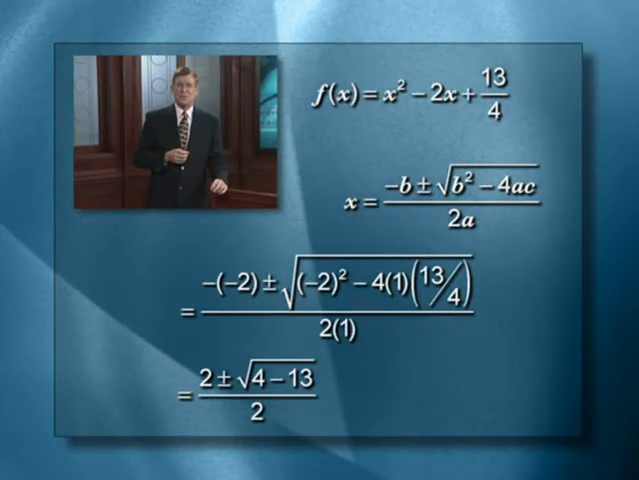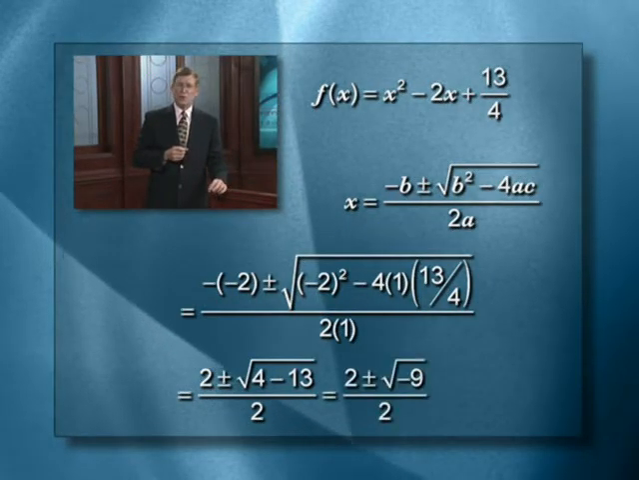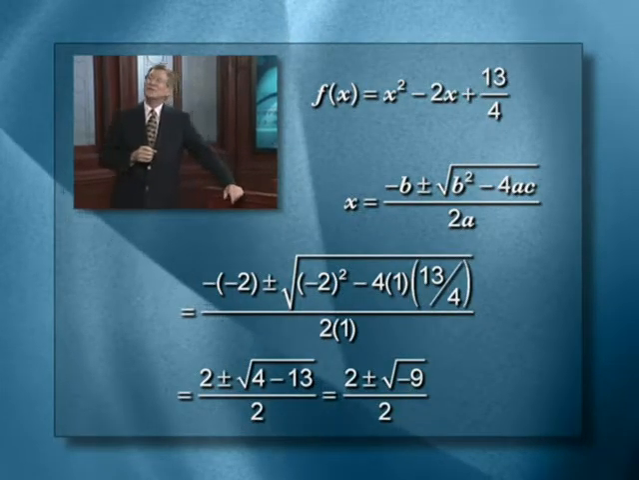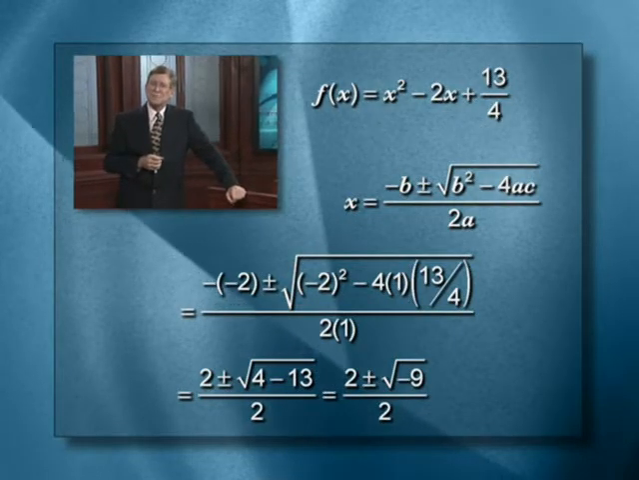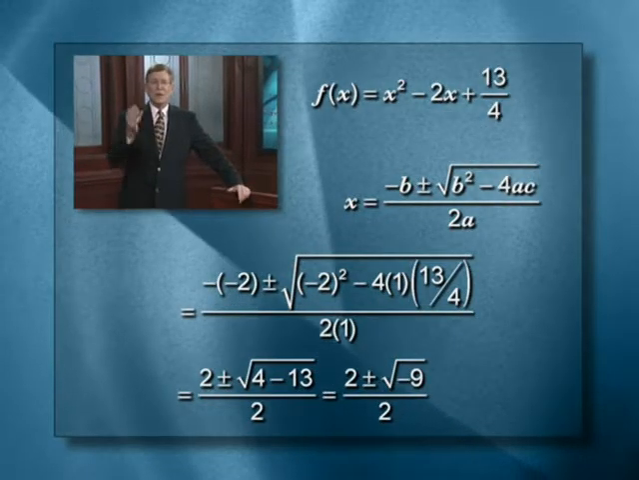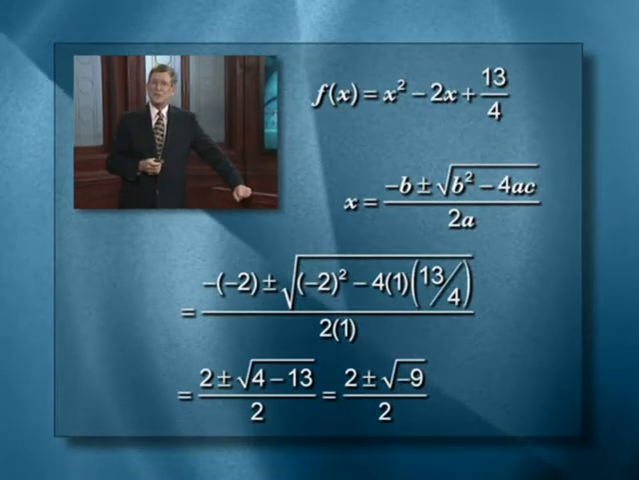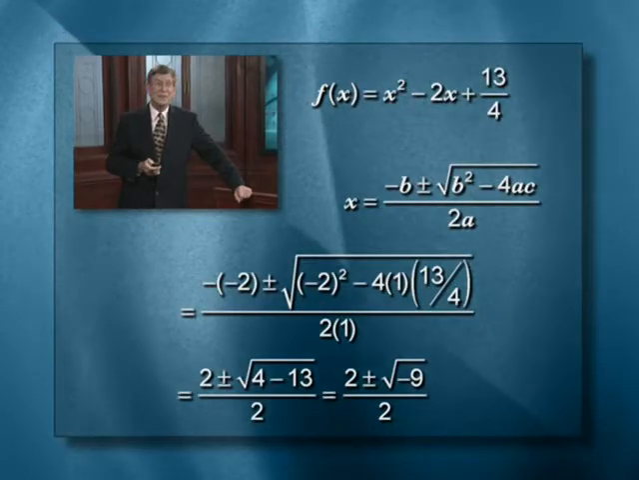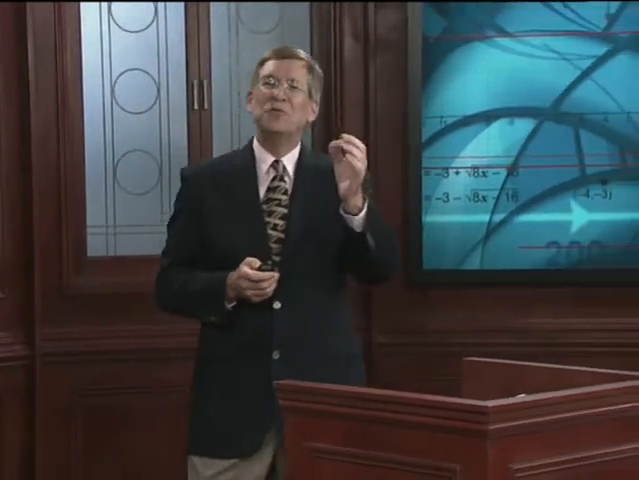And 4 minus 13 is minus 9, and we have the square root of minus 9. Uh-oh! We aren't allowed to take square roots of negative numbers, are we? What do we do? Well, this polynomial doesn't have any zeros in the real numbers. It does not touch the x-axis. Now, that said, next lecture, we'll talk about complex numbers, and we'll confront this issue of square roots of negative numbers. But for now, there are no real solutions to this polynomial equation.